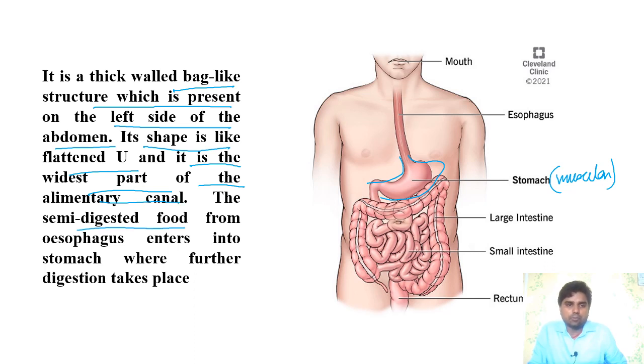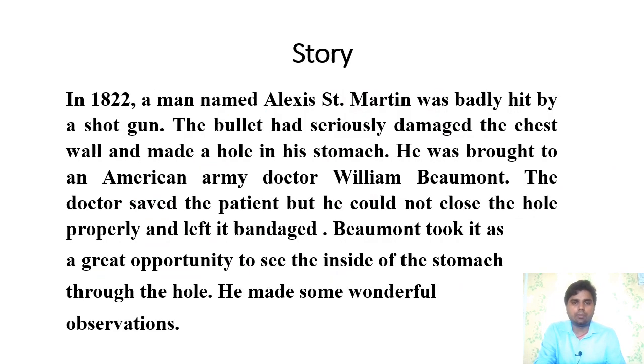The semi-digested food from the oesophagus enters into the stomach where further digestion takes place. So student, we know that the food coming from the mouth has entered into the oesophagus, and from there it has entered into the stomach. We all know that different types of chemicals are formed in the stomach. From there, the food will be digested very easily. Okay, so we will move further.